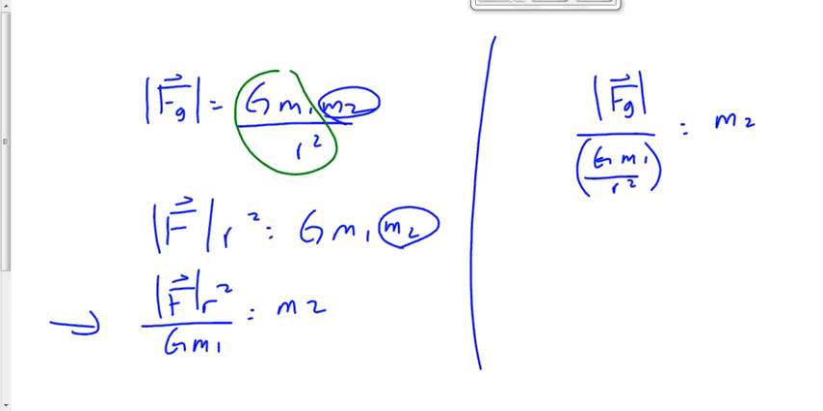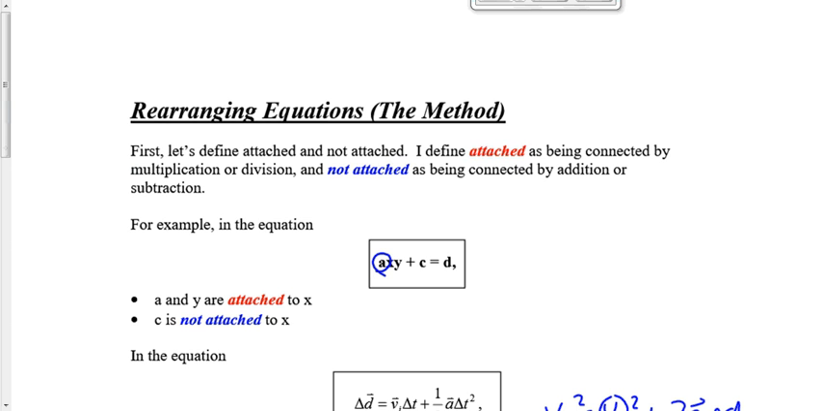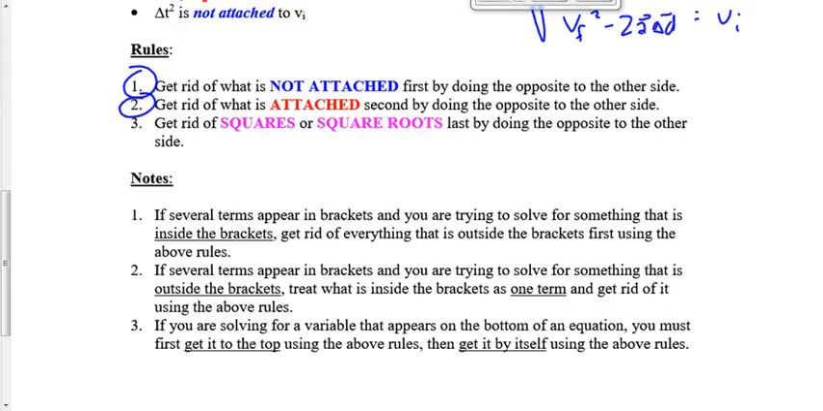All right, let's look at those little notes at the bottom of the page. If several terms appear in brackets, and you're trying to solve for something that's inside the brackets, get rid of everything that's outside the brackets first using the above rules. If several terms appear in brackets and you're trying to solve for something that's outside the brackets, treat what's inside the brackets as one term and get rid of it using the above rules. And if something's on the bottom and you want to solve for it, then you've got to get it to the top. Let's deal with the third rule first, because that's probably the easiest of the three.